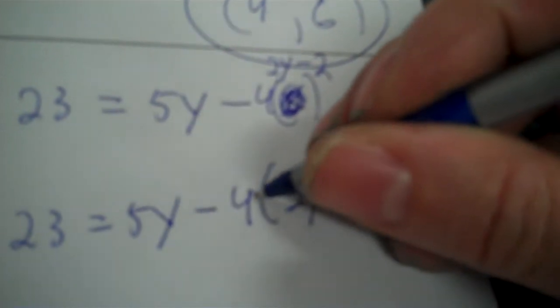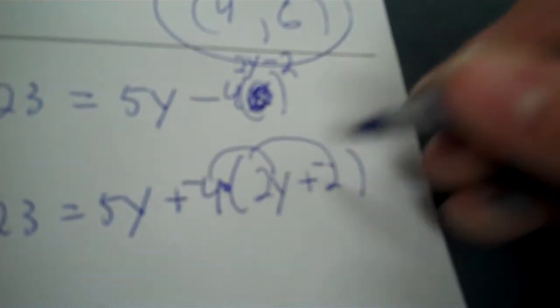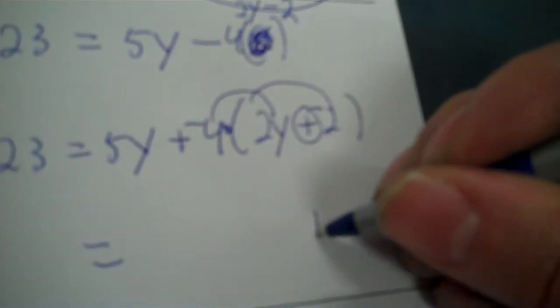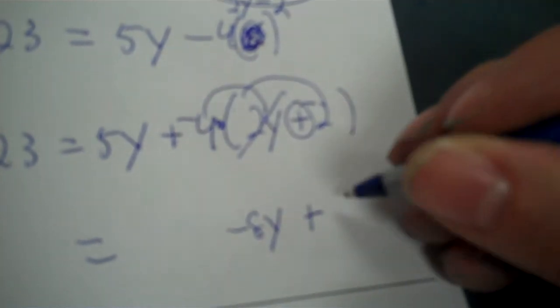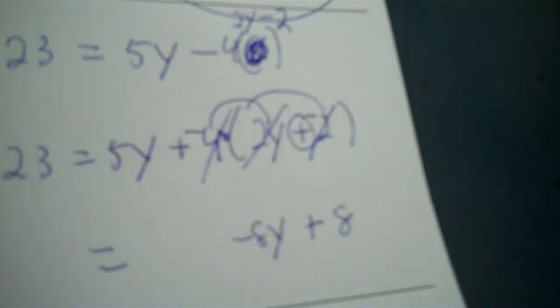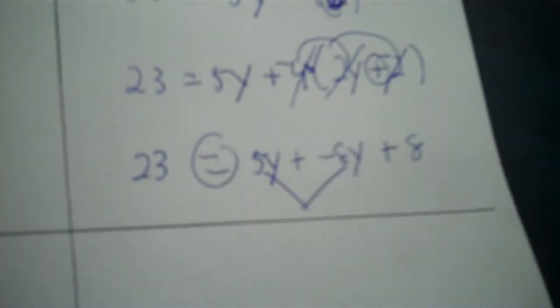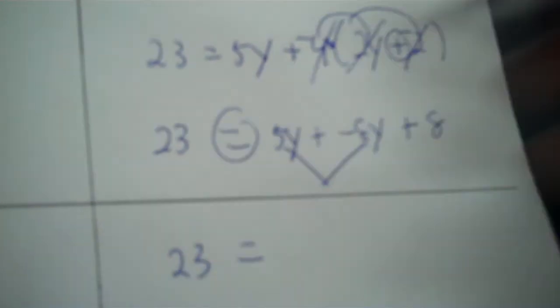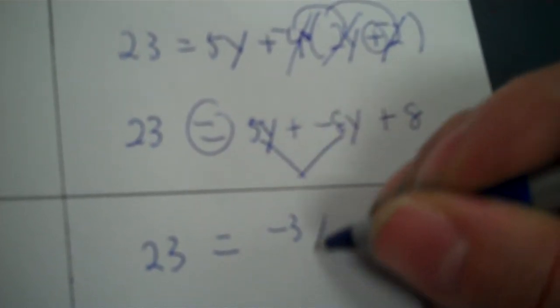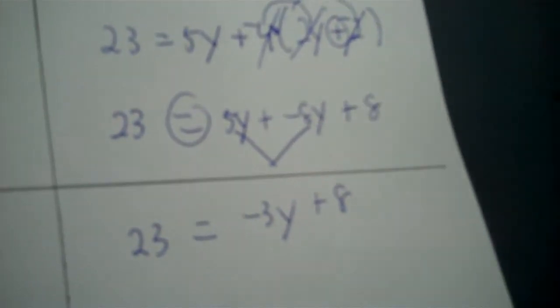So here's where we distribute. Okay, that's a negative 4 though. And that's a negative 2. So I drop that plus sign down. Negative 4 times 2y is negative 8y. And then negative 4 times negative 2 is 8. And that takes care of that. Now you have to add your 5y. And then you have 23. So my y's are on the same side. Okay, combine those. 5 plus negative 8 is negative 3y, and then plus 8.